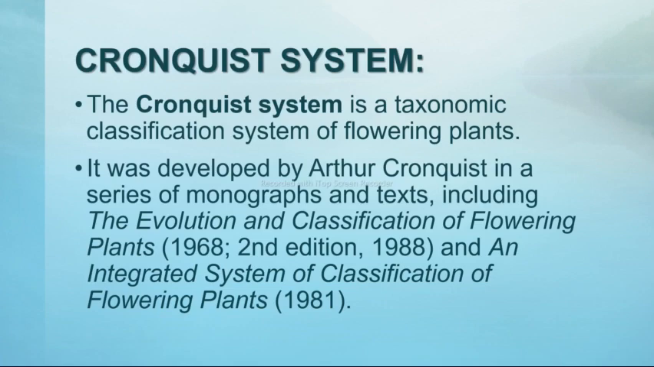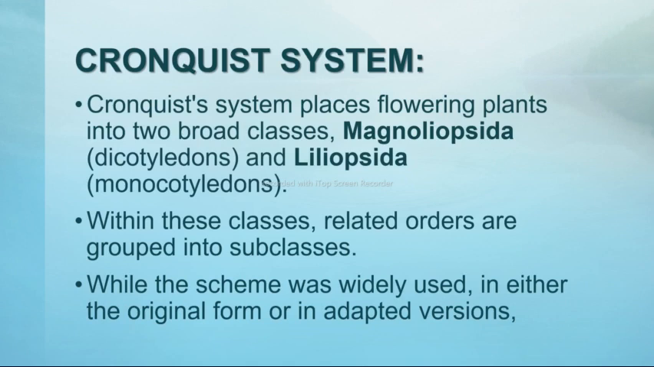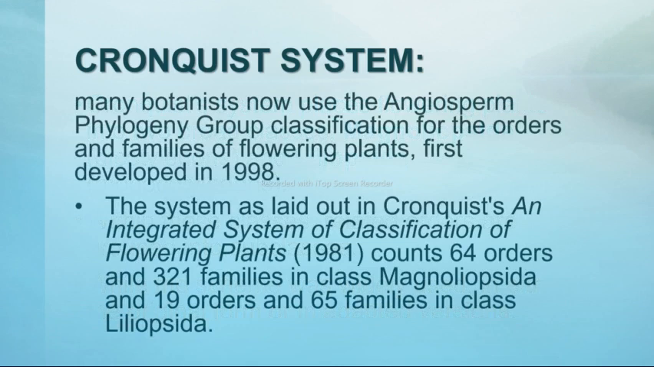The Cronquist system places the flowering plants into two broad classes, which are Magnoliopsida, also known as dicotyledons, and Liliopsida, which includes the monocotyledons. Within these classes, related orders are grouped into subclasses. While the scheme was widely used in either the original form or in adopted variants, many botanists now use the Angiosperm Phylogeny Group classification for the orders and families of flowering plants, first developed in 1998.